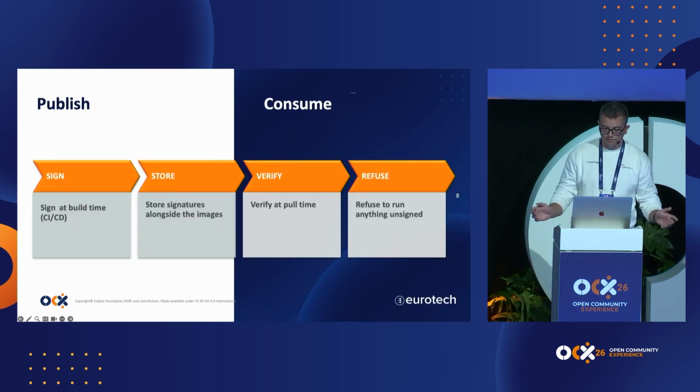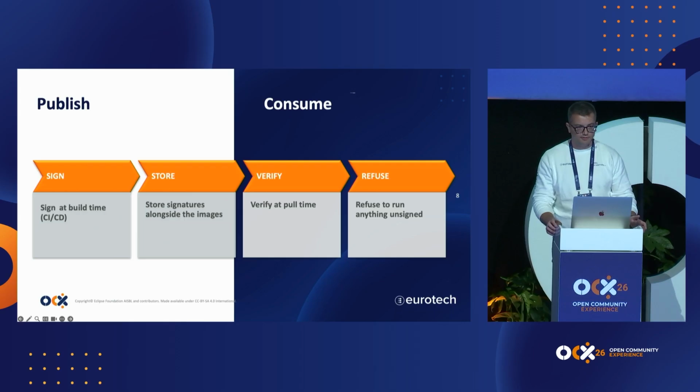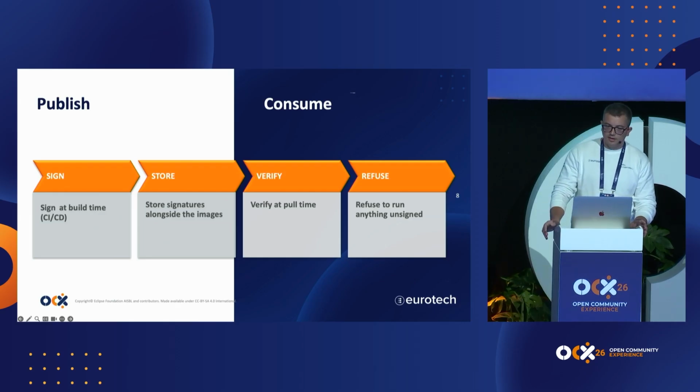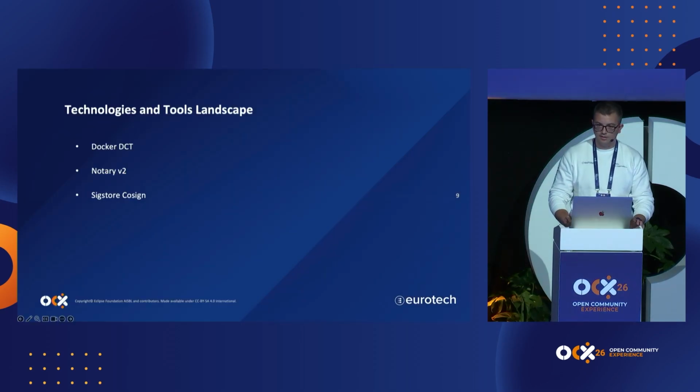So what's the solution? As you may have guessed already, sign and verify container images. You sign your container images when you build them, you store the signatures, and before your IoT device runs anything, it checks the signature, and if it doesn't verify, the image doesn't run, period. Sounds simple enough, but the devil's in the details, as always. Now, let's look at the available tools to build this chain of trust.